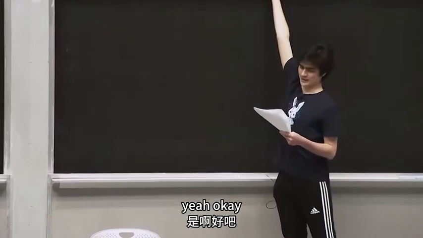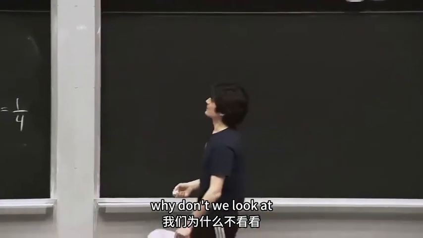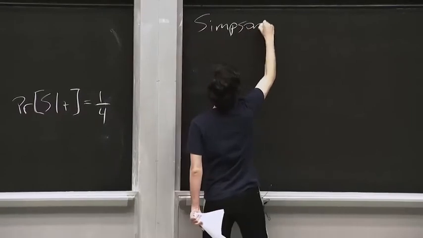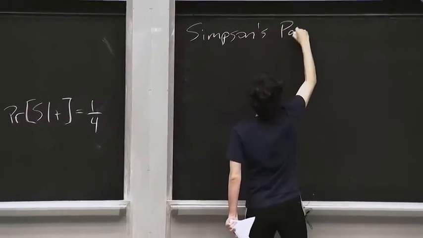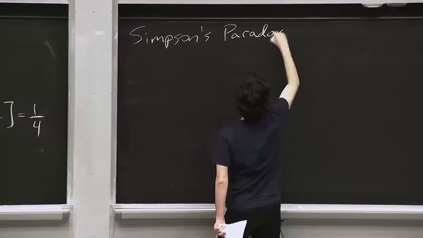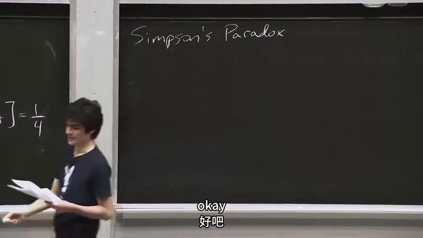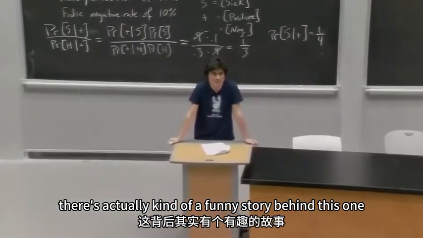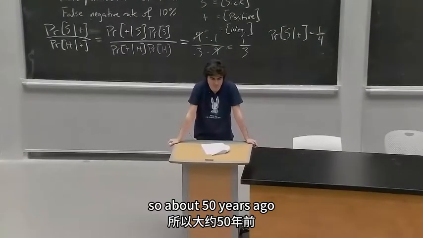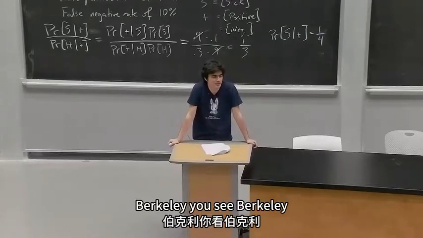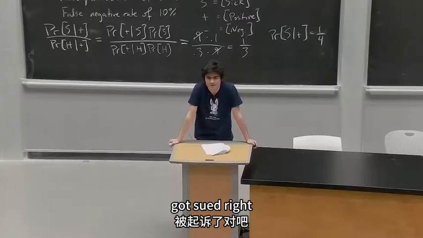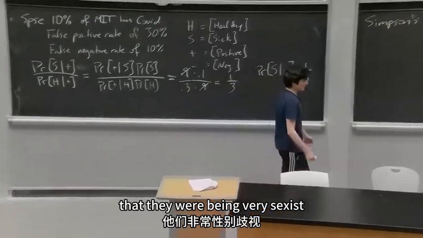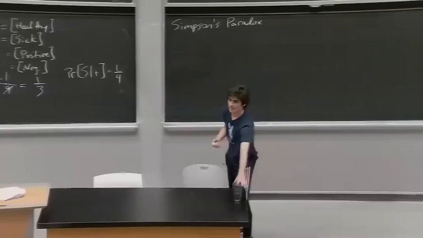Are people happy with that? Yeah? Okay. Why don't we look at another interesting application called Simpson's paradox. Okay. So there's actually kind of a funny story behind this one. About 50 years ago, UC Berkeley got sued, right? Because it was claimed that they were being very sexist in their admissions policies.